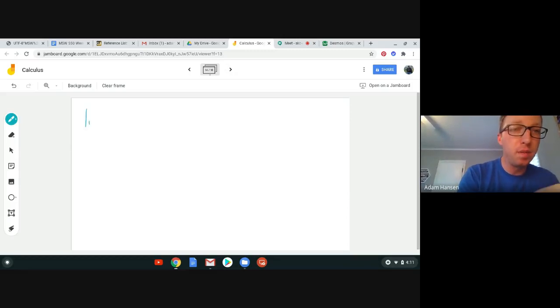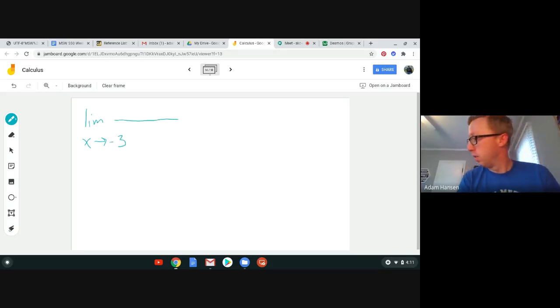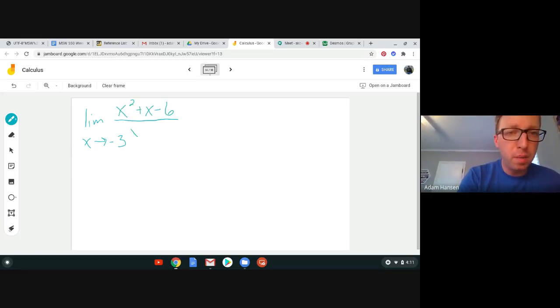We have the limit as x approaches negative 3 of x squared plus x minus 6 divided by x plus 3. Let's see if we can factor that. X squared plus x minus 6, that's going to factor into x plus 3 and x minus 2.